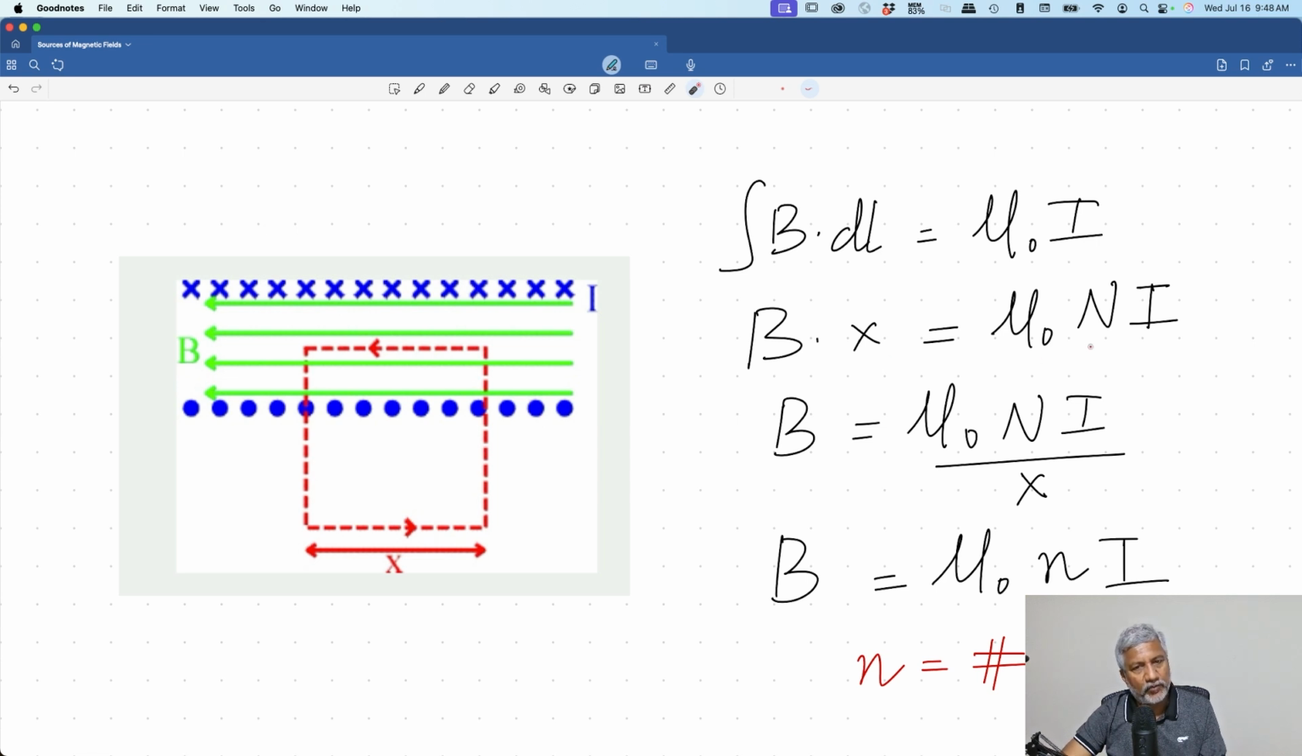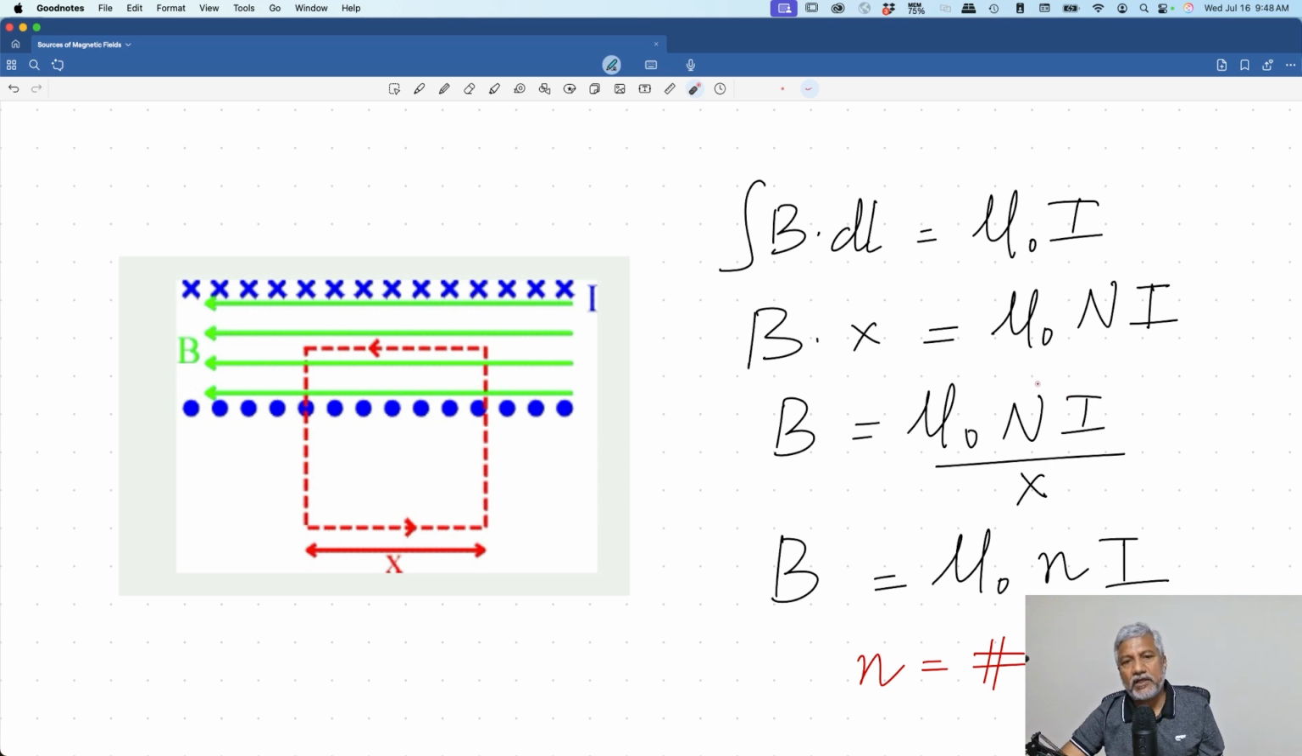Now on the right side, why do we have nI? Because there are n turns in this particular section. N turns in that particular section. And each turn is carrying a current I amperes, is it not? So the total current enclosed is n times I. That's why we have that. Again, each turn carries a current I, and there are n turns, where n can be anything depending on the length you take. And so you get that. And when you rearrange, you get this formula.